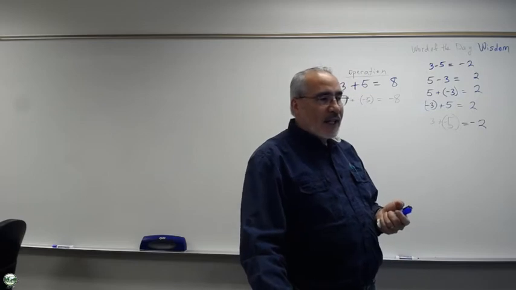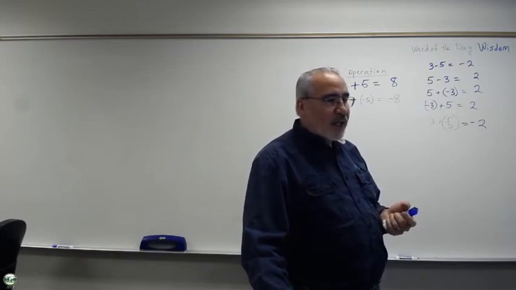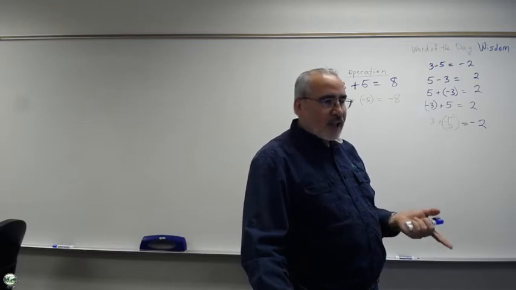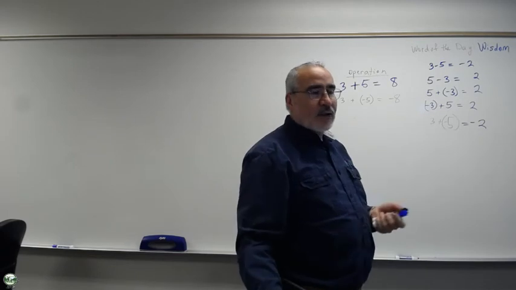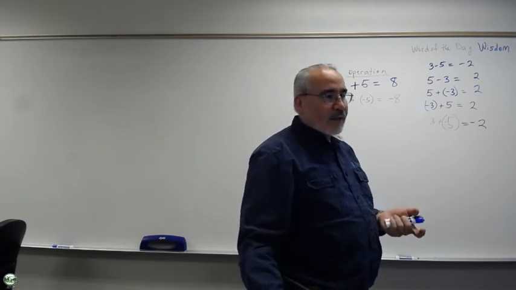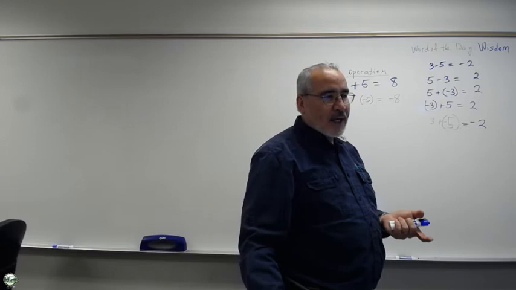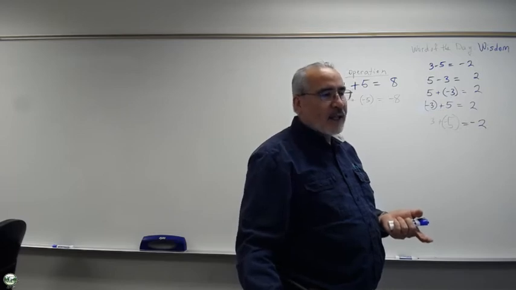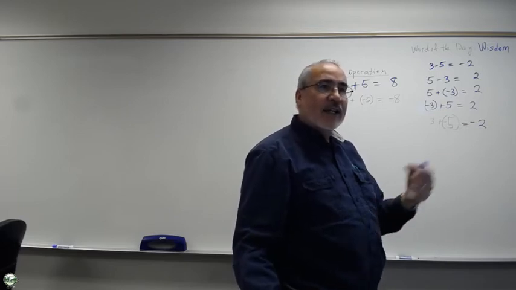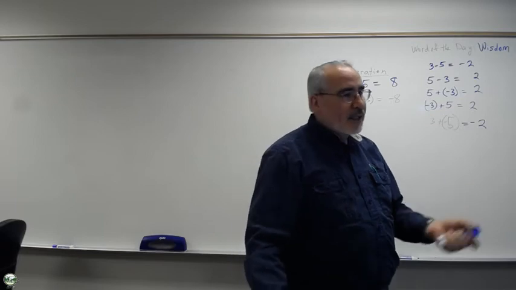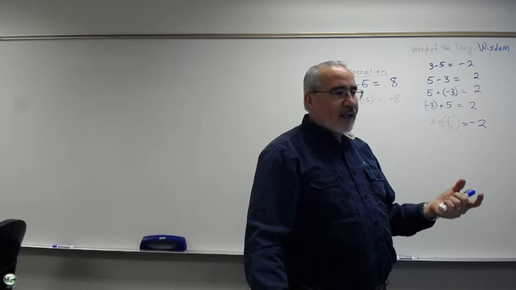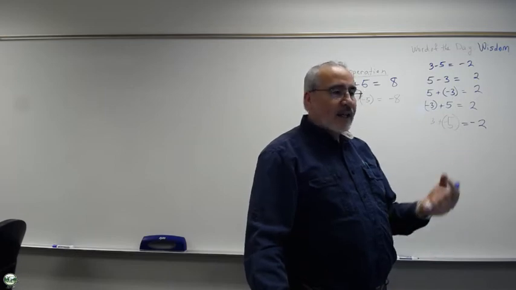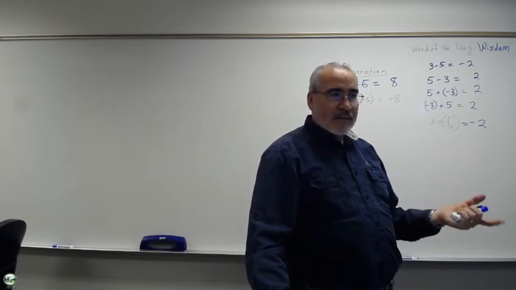And what you'll see is every subtraction problem, all you have to do is change the subtraction to a plus and change the number to the right of it, the one right behind it, to an opposite sign. So if I've got a positive 5 minus a positive 3, that's the same thing as a positive 5 plus a negative 3, adding the opposite. If I take a positive 5, subtract a negative 3, all I think of that is I'm going to become a plus a positive 3, okay, adding the opposite.